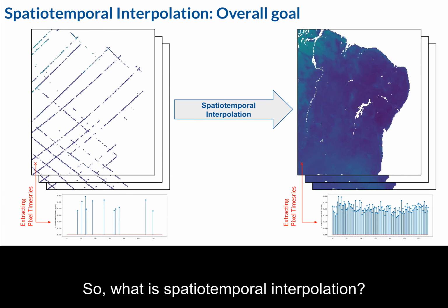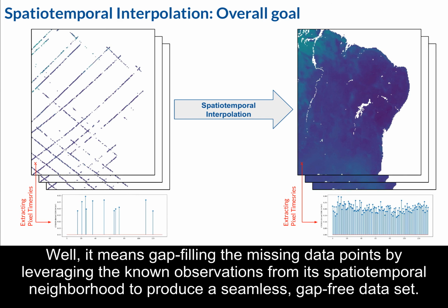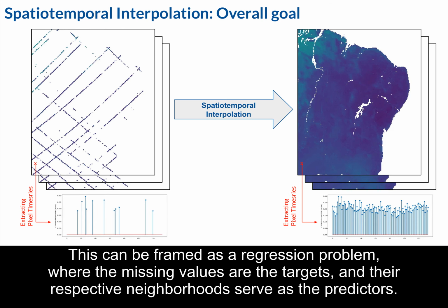So, moving on to our actual research problem. So what is spatiotemporal interpolation? Well, it means gap-filling the missing data points by leveraging the known observations from its spatiotemporal neighborhood to produce a seamless, gap-free dataset. This can be framed as a regression problem, where the missing values are the targets and their respective neighborhoods serve as the predictors.